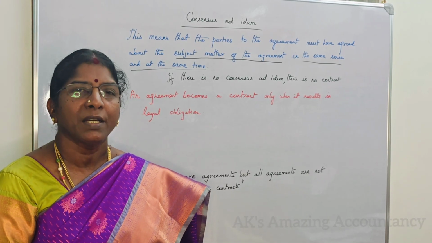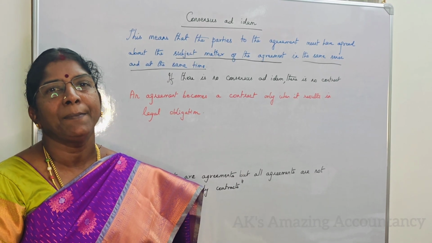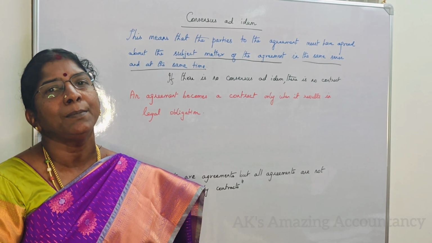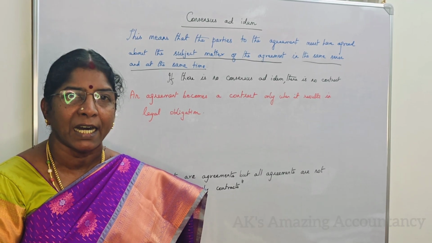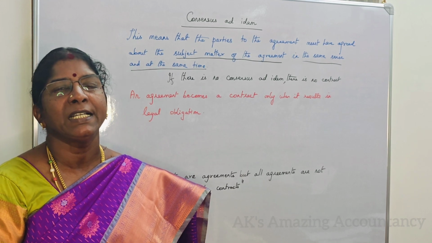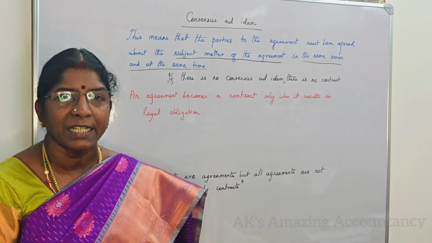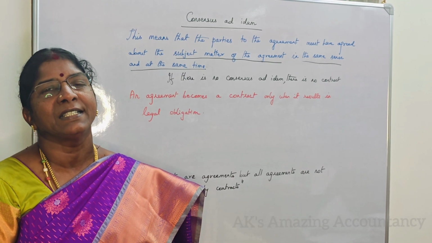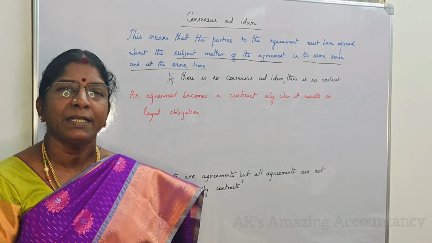So let me make it even more clear with a very simple example. Let us assume that a person by name Ram owns two cars, one red car and another blue car. Ram offers to sell his red car to Shyam for 5 lakh rupees, and Shyam is giving his willingness and acceptance to buy the red car. Here there is consensus ad idem because the offeree has understood the subject matter conveyed by the offerer in the same sense.